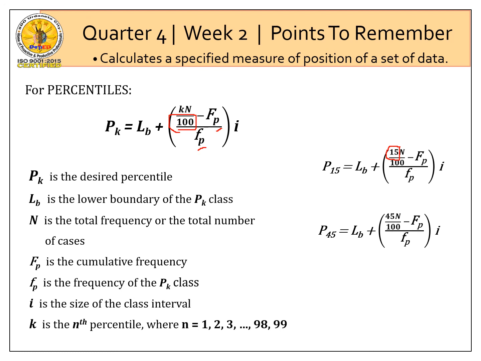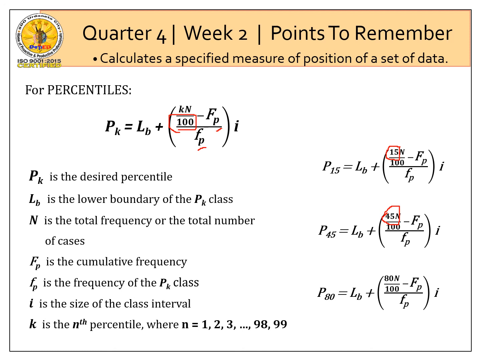Next example, we have percentile 45. So we have the lower boundary plus quantity 45 times n over 100 minus the cumulative frequency divided by the frequency of the percentile class times the interval. Again, we change k by 45. The last one, we have percentile 80. So we have the lower boundary plus 80 times n over 100 minus cumulative frequency divided by the frequency of the percentile class times the interval.